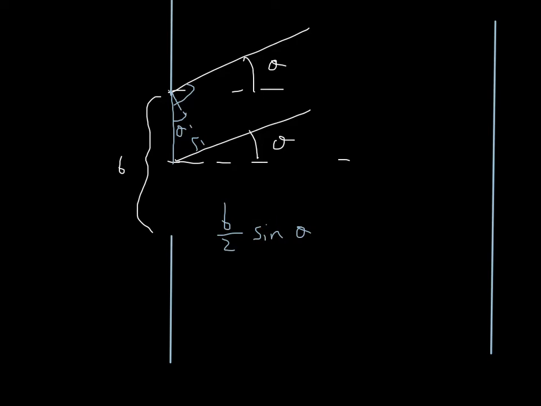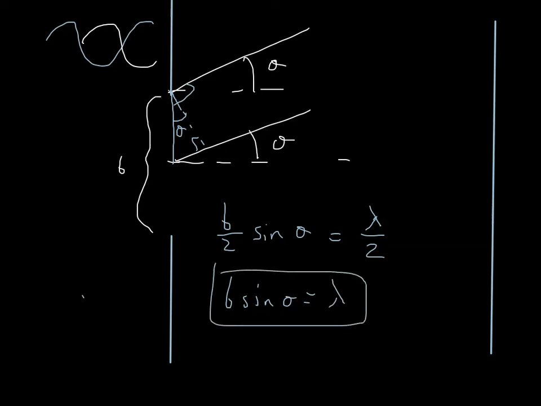And now what I want to know is, when is this phase difference going to cause destructive interference? When we go back to interference, that used to happen when I had two waves like this, separated by half a wavelength. So when this is equal to half a wavelength, I'm going to have destructive interference. So when b halves of sine of theta equals lambda halves, I'm going to have destructive interference. Then, of course, I can get rid of these halves, and I get this formula which says that b sine of theta has to equal lambda if I want to find destructive interference.